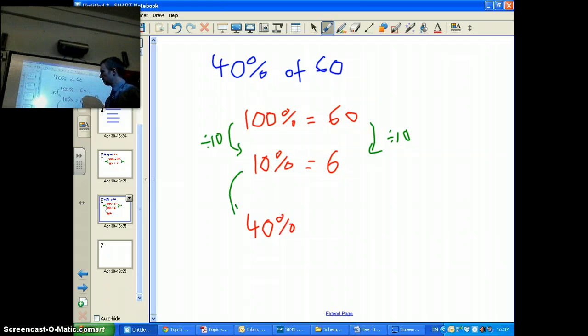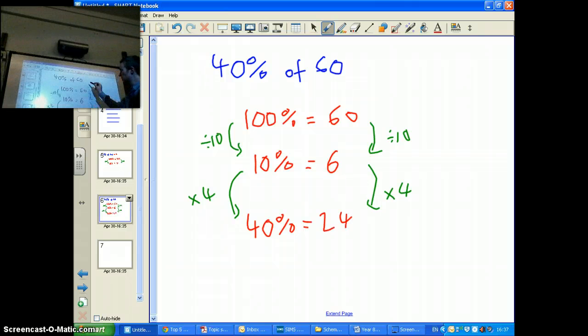Hopefully you'll be able to see that all I've got is 4 lots here, so all I have to do is times by 4, and so I end up with 6 times 4, which you should all be able to do, 24. So 40% of 60 equals 24, okay? And we'll look at one harder example now.